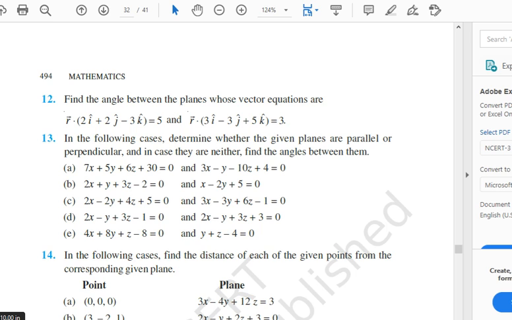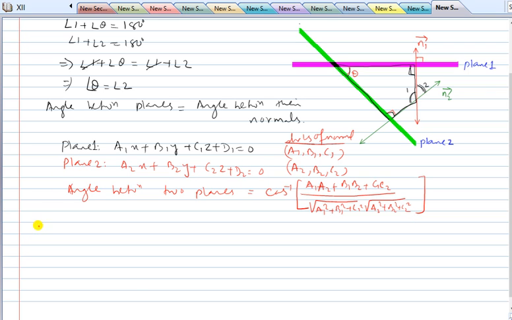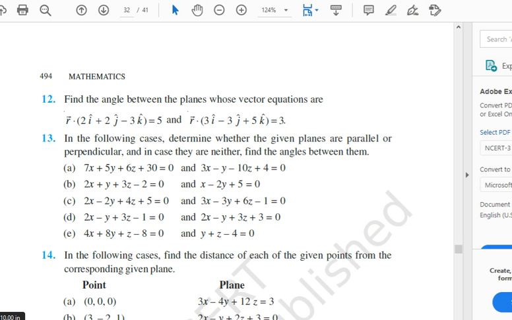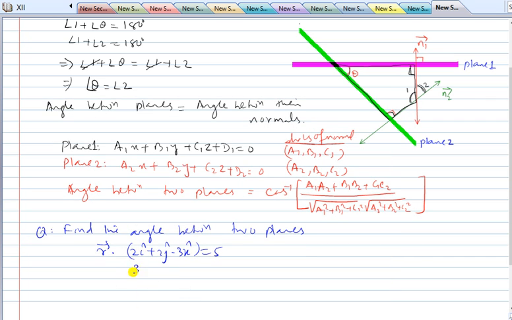Find the angle between the planes whose vector equations are, r dot first one is 2i plus 2j minus 3k equals to 5, and second one is r dot 3i minus 3j plus 5k equals to 3.